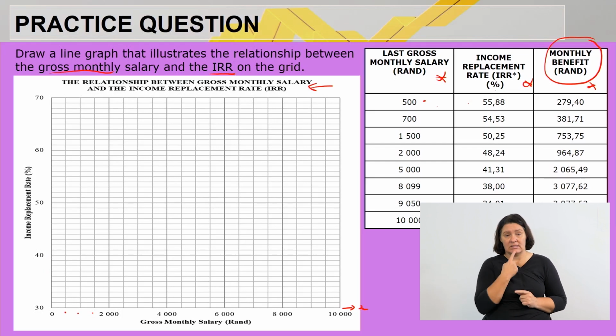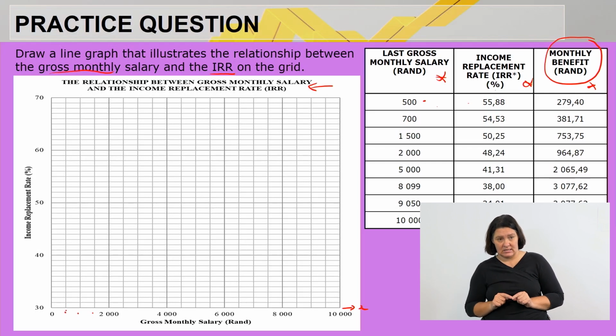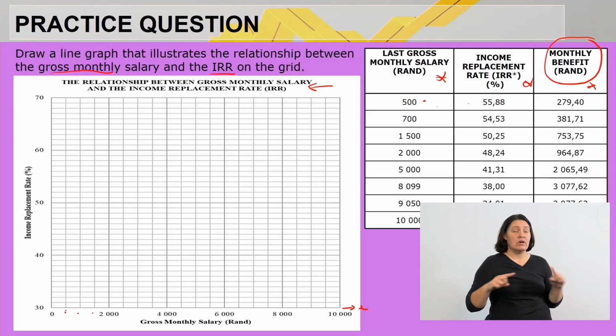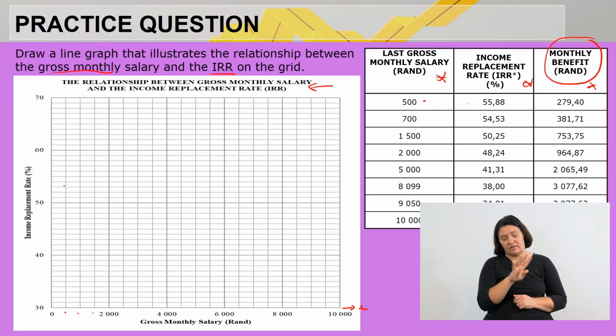Now let's start. Last gross salary is 500 rand and the IRR is 55.88%. So let's find the first part first. Here is 500, and the income replacement rate should be 55.88. So there's 50, 51, 52, 53, 54, 55. So 0.88 is just there below 56. We agree.